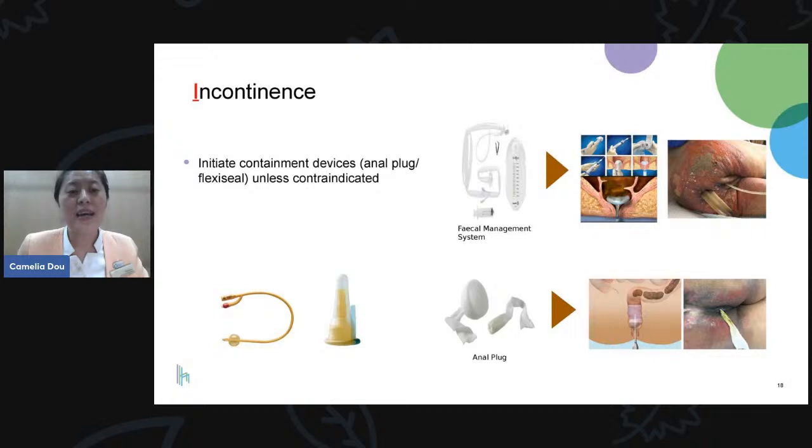Another is for urine. For those patients whose skin is quite bad, we can use a urinary catheter to contain the urine. But people mention that too long usage can cause UTI. So alternatively, male patients can use a uro-sheath instead. Next slide.